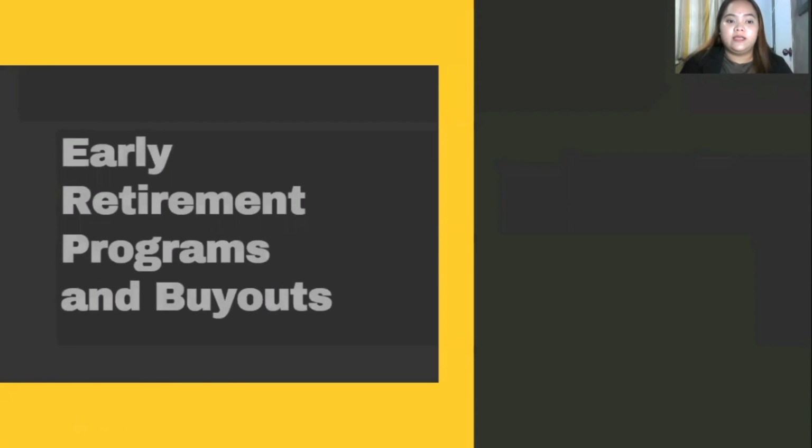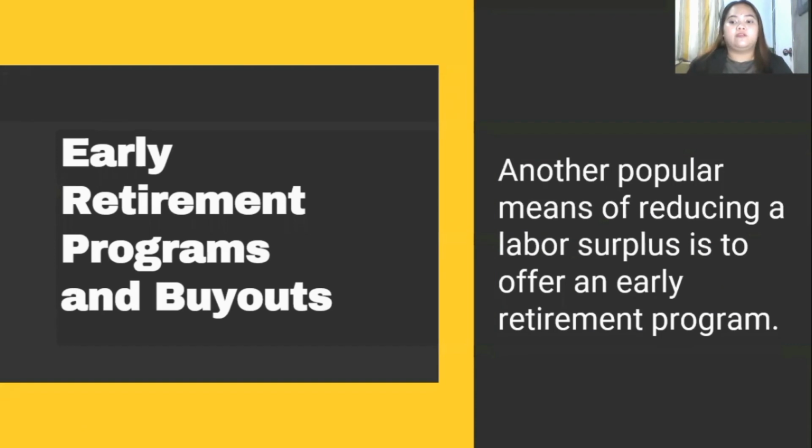So next we have early retirement program and buyout. Another popular means of reducing a labor surplus is to offer an early retirement program. It is a package offered by employers to their employees who are near their retirement schedule. It is usually offered to older workers. They are compensated, given an incentive to retire ahead of their retirement schedule. So that is early retirement program and buyout.